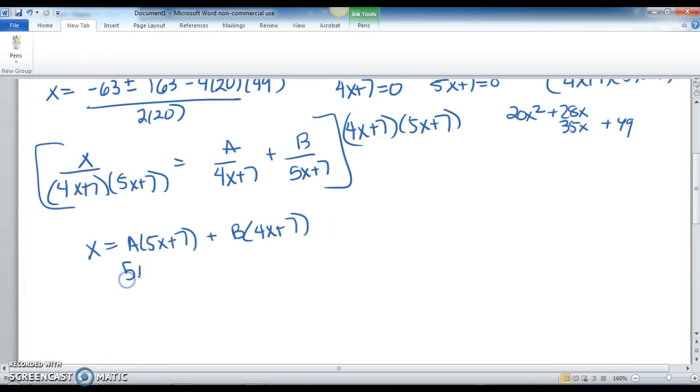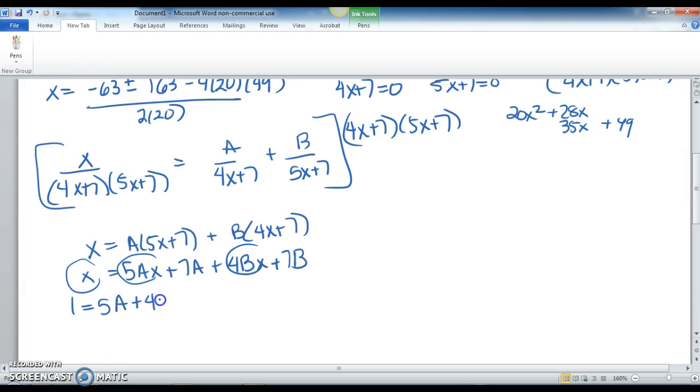Now we distribute. We get 5ax plus 7a plus 4bx plus 7b equals x. So all your x terms are right here. So you have 1 equals 5a plus 4b. You take the coefficient, which is 1. Now there's no constant term, so that's 0 equals 7a plus 7b.